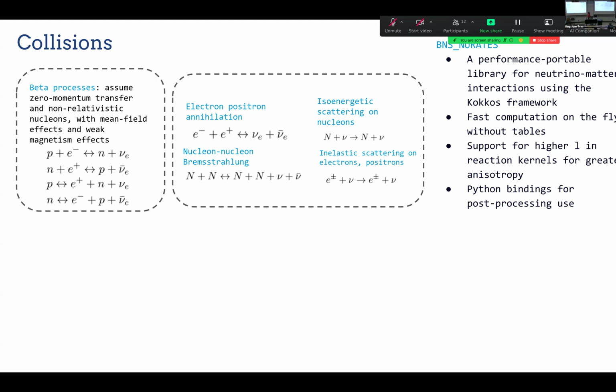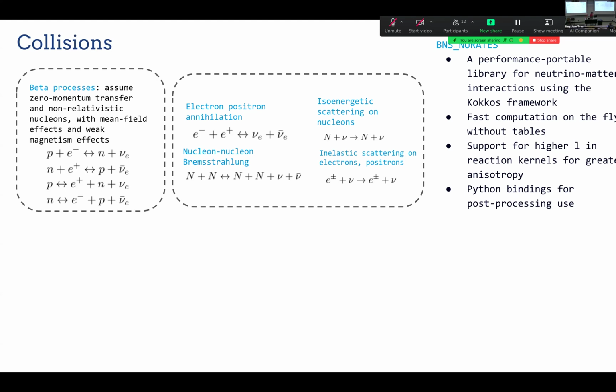The idea of BNS New Rates is essentially that we don't want to have tables, because it's hard to interpolate results from a large multidimensional table on a GPU. So instead, we have fast computation of the kernels of the reaction on the fly without using any sort of table. We also have support for higher Ls in the reaction kernels. So the library has support for reactions with a certain degree of anisotropy.